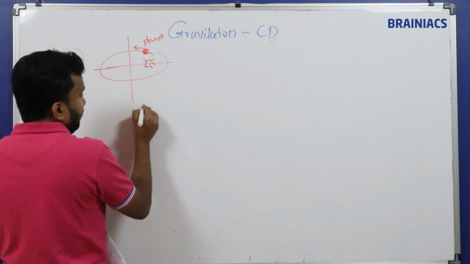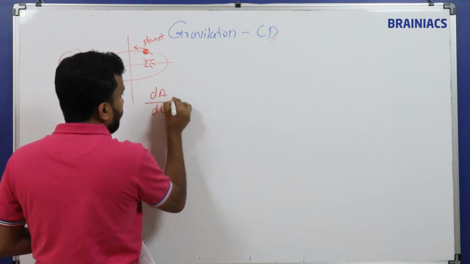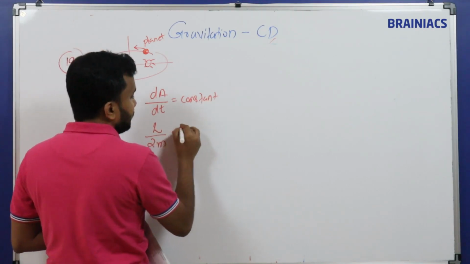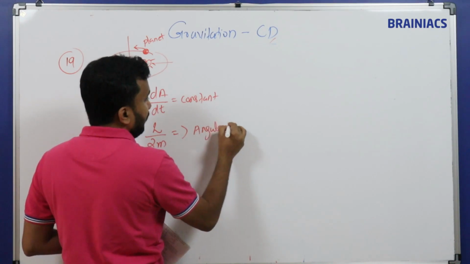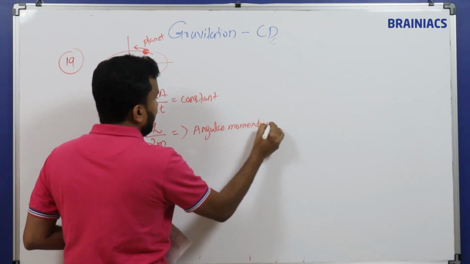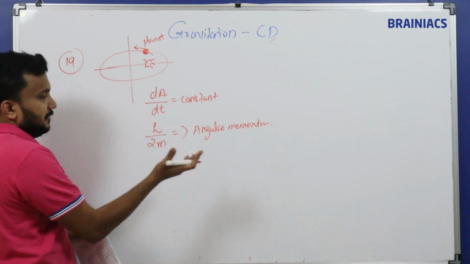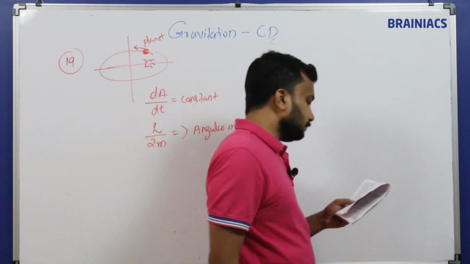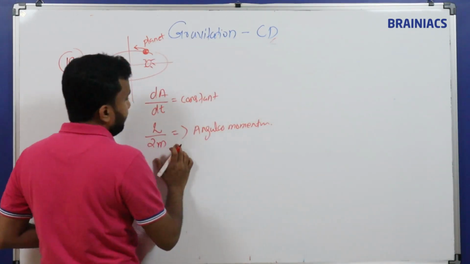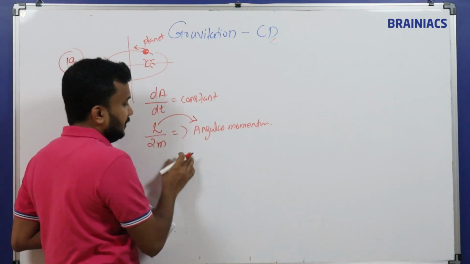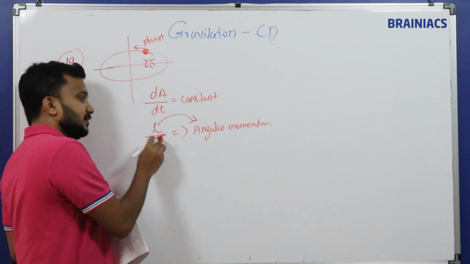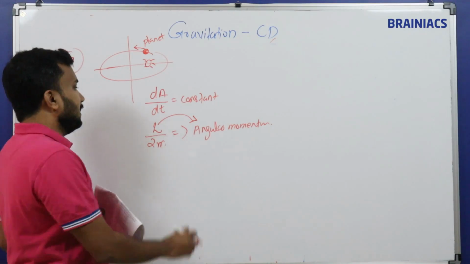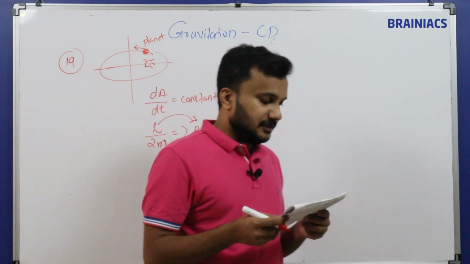I told you the areal velocity dA by dt is constant when I mentioned Kepler's law, and I mentioned it as L divided by 2m. This is called angular momentum. Angular momentum is constant. Angular momentum to the mass ratio is constant, and mass is constant everywhere. So L is fixed. If L is fixed, the total will be fixed. So this term is constant, so the whole term is constant. So the areal velocity as well as the angular momentum to the mass ratio is conserved.